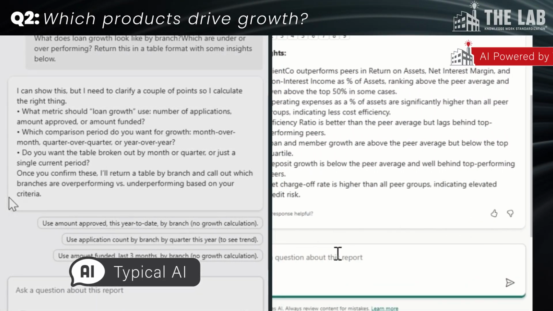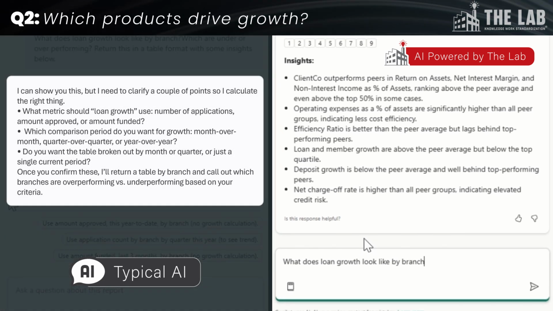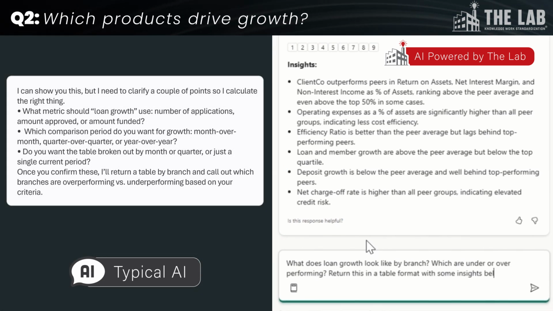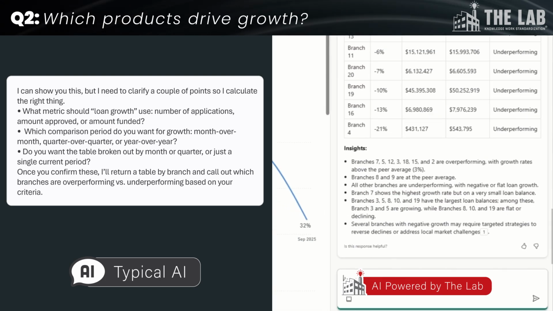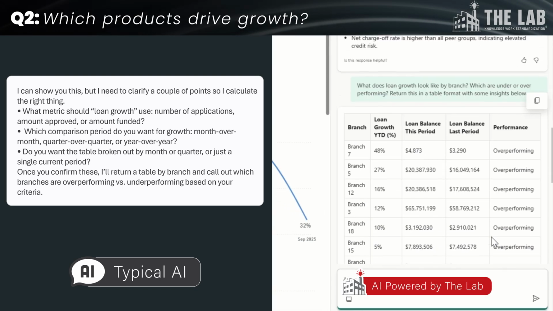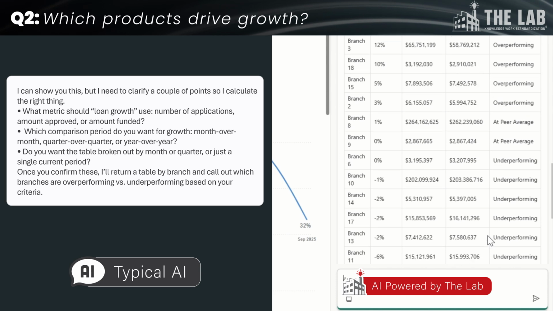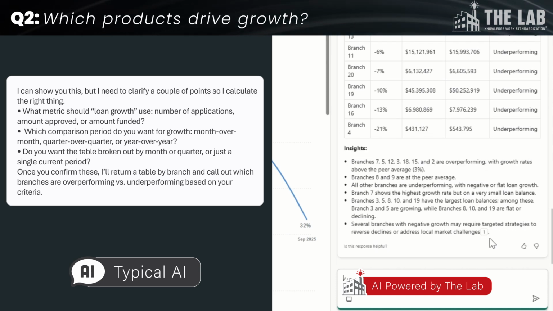Now let's pose the same question to the Lab's AI. Look, it instantly reveals the top-performing branches, highlights those falling behind, and points to underlying trends, all enabled by the Lab's Banking Data Intelligence Model.